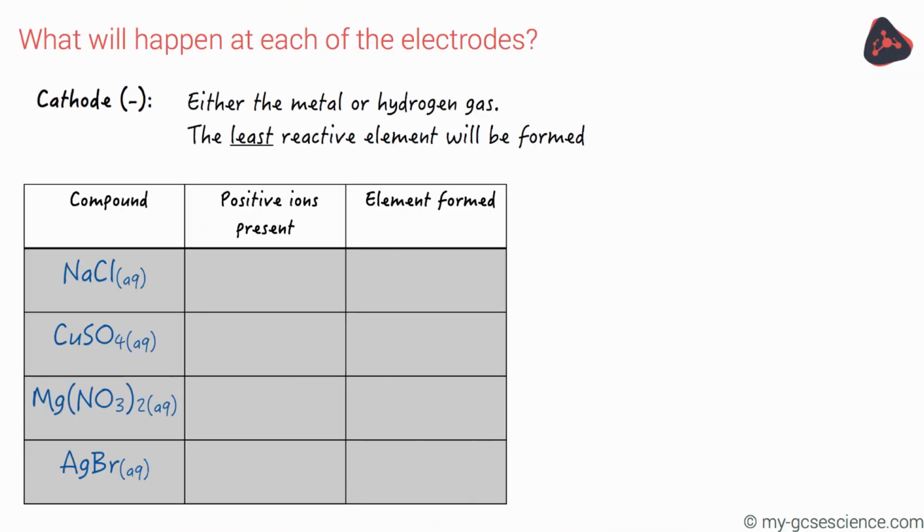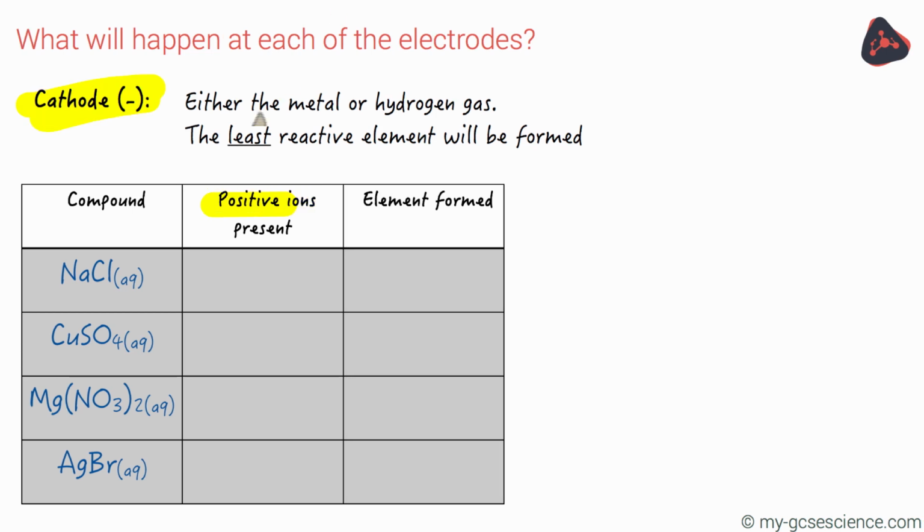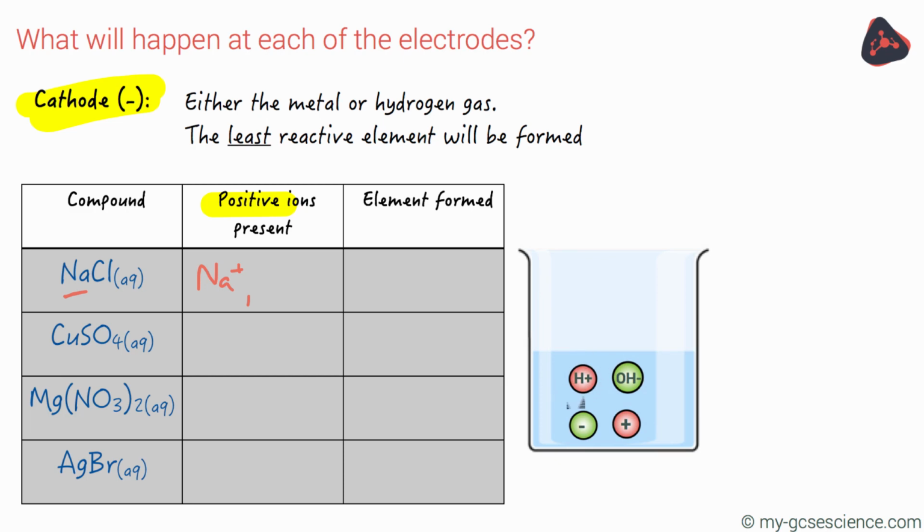So, let's focus on the cathode first of all. Because the cathode is negative, it's the positive ions that will be attracted towards it. So to figure out what's going to be formed at the cathode, we need to focus on what positive ions are present in the solution. So if we have a solution of NaCl, that's sodium chloride, the positive ion in this compound is the sodium. So one of the ions present is sodium, which is a 1+ because it's in group 1. And of course, because we have the water, we also have the H+ ion.